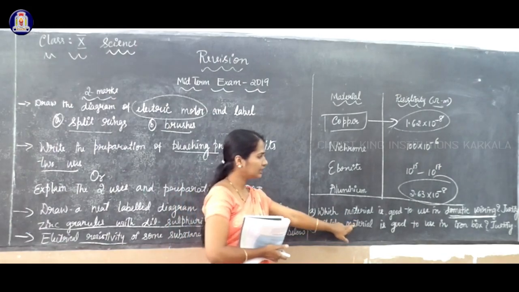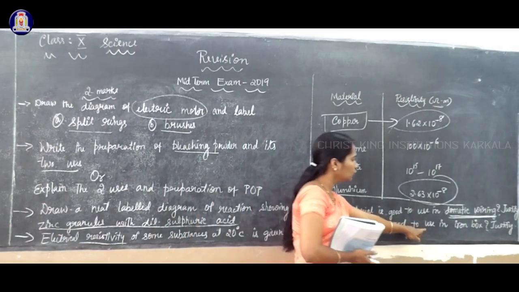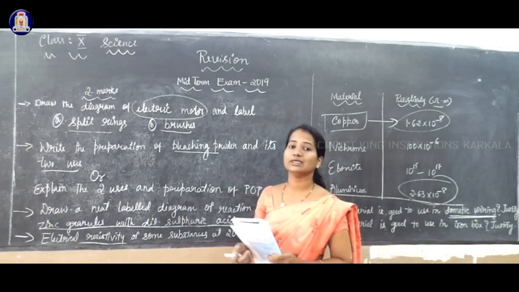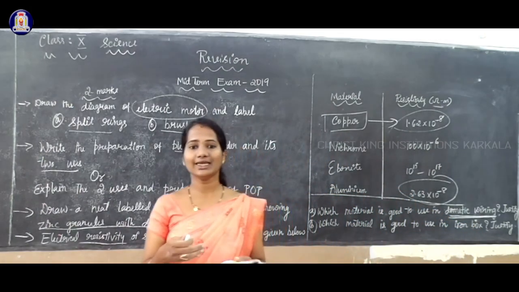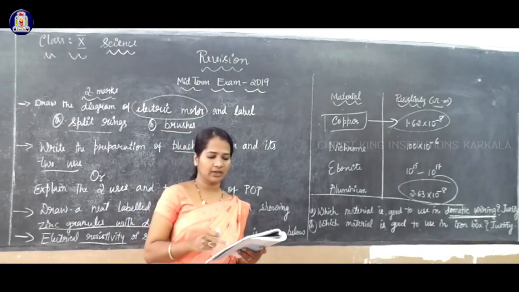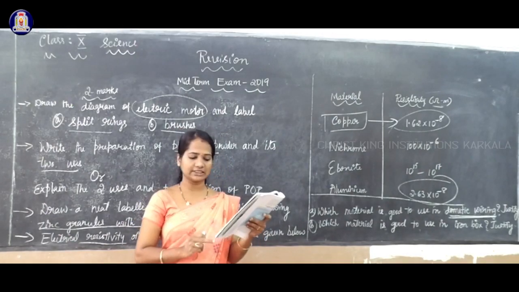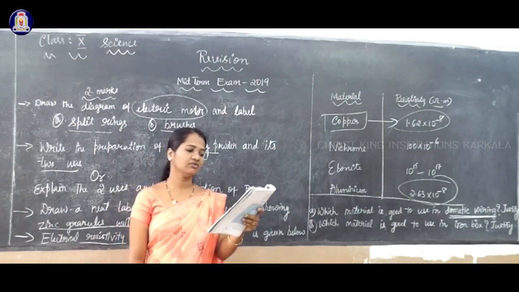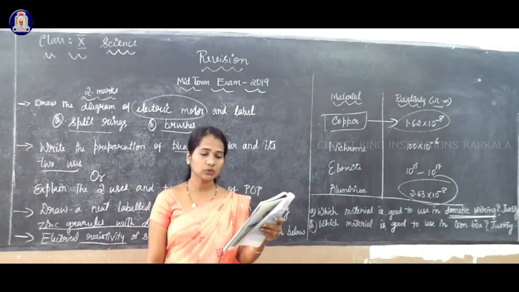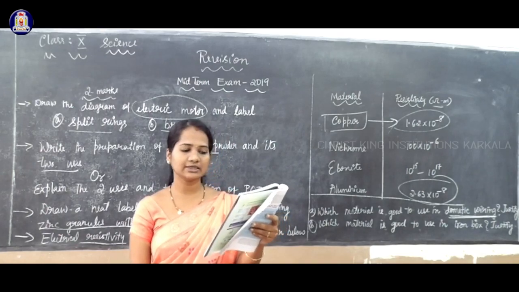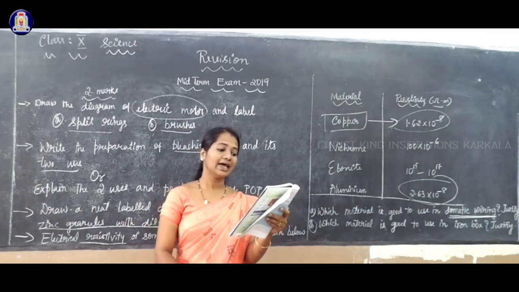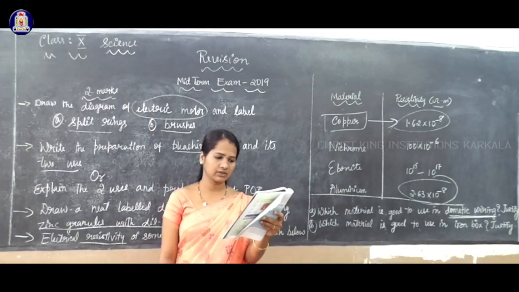Which material is good to use in the iron box? So, which material are you using in the iron box? Go to the next paragraph on the same page, page number 101, the third paragraph. Table 12.2 reveals that the resistivity of an alloy is generally higher than that of its metals.